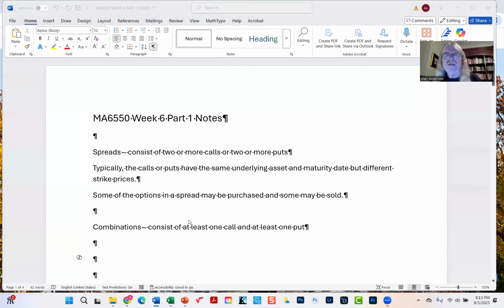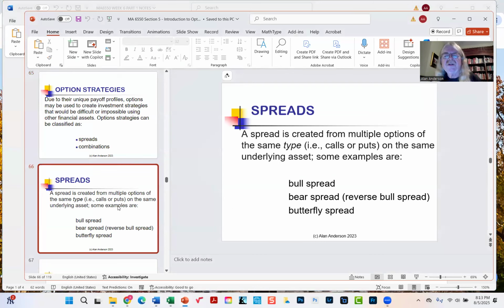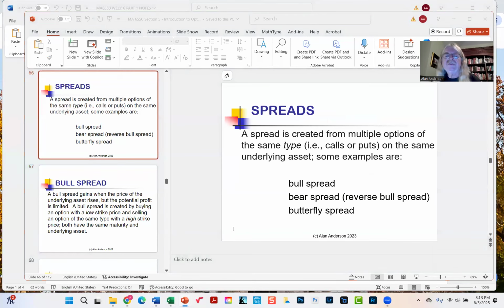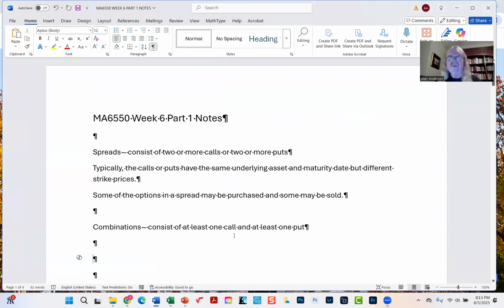Okay, now that we got that straight, the spreads we want to look at are the bull, bear, and butterfly spreads. That's because these are very popular choices in the options markets. We've already actually looked at the bull spread. And keep in mind too, since a bull or a bear spread can be created with either calls or puts.